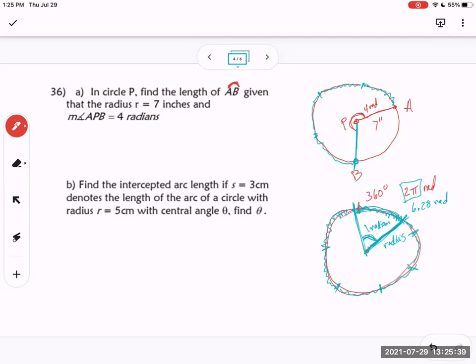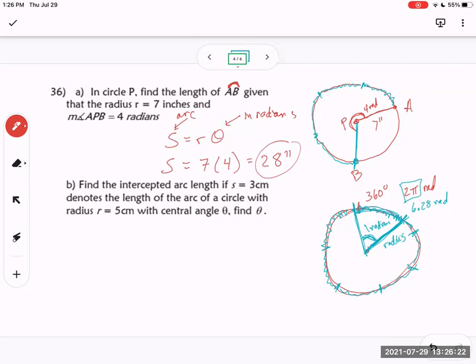And one of the reasons they're so good is because of this formula. The arc length is equal to r times theta, if theta is in radians. So this is the arc length. The arc length is equal to 7 times 4. That's all you have to do. So S, the arc length of AB, is simply equal to the radius, which is 7, times the radians, which is 4, which means the arc length is simply equal to 28 inches.